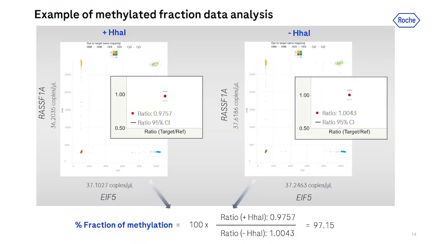The methylated fraction data analysis helps determine the percent of methylation. This shows 2D clustering of target and input correction control as an example. The ratio of the target gene RASSF1A and reference gene EIF5 is shown, with the HhaI digestion ratio of 0.975 and without digestion ratio of 1.004. The second step is to find the percent fraction of methylation. For this example, 97% of the sample is methylated.